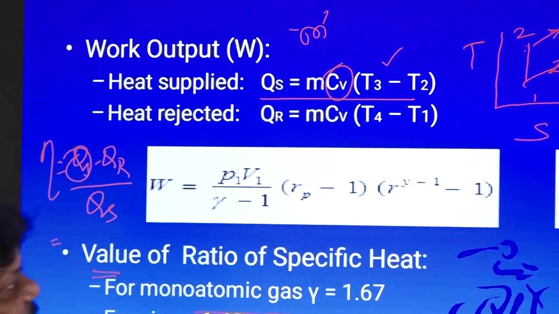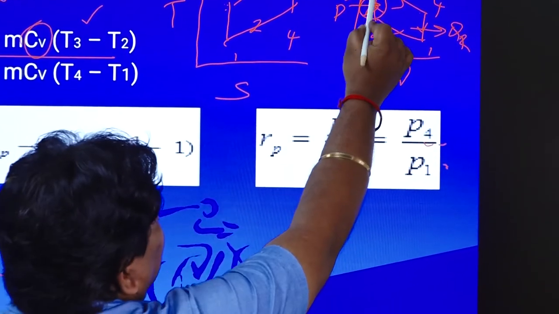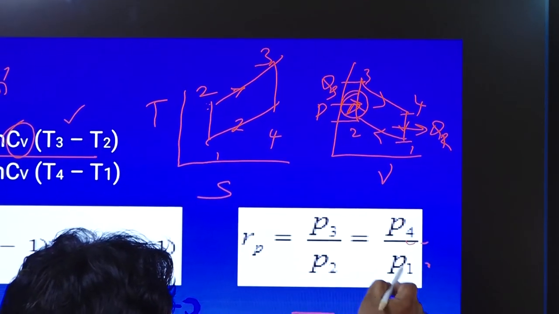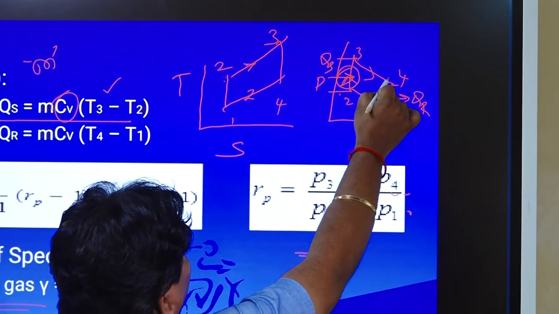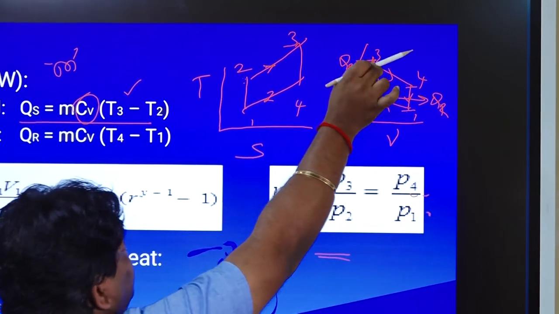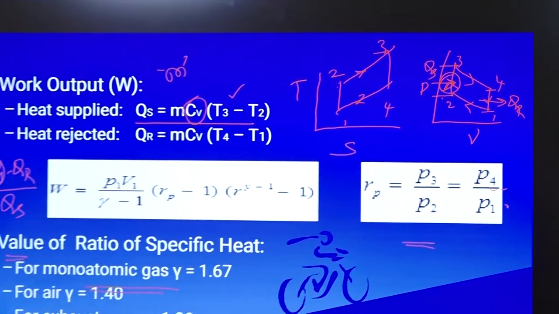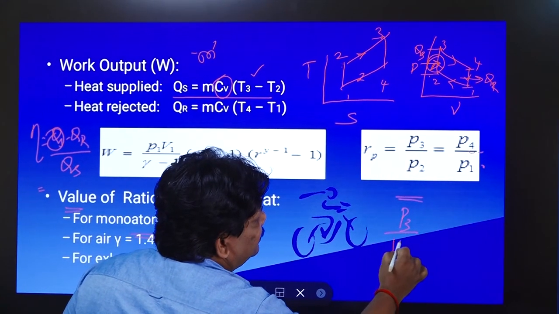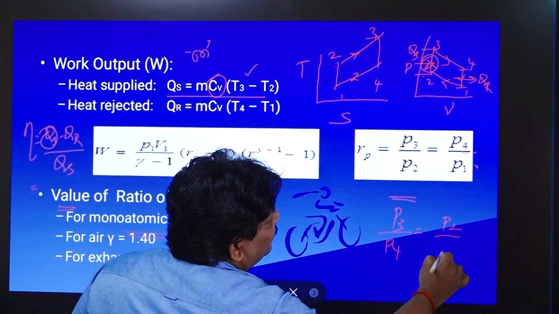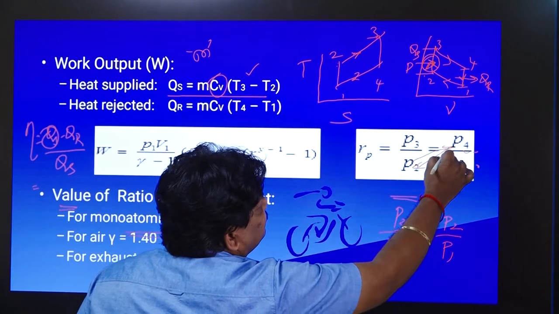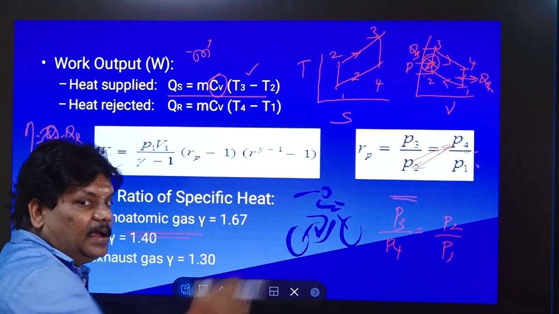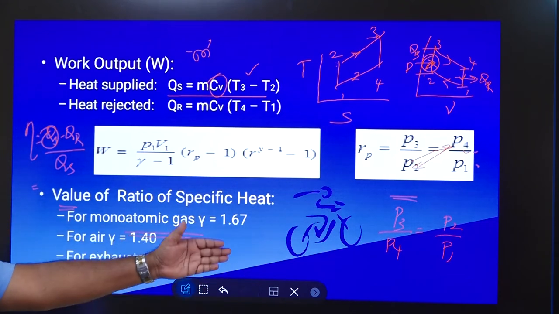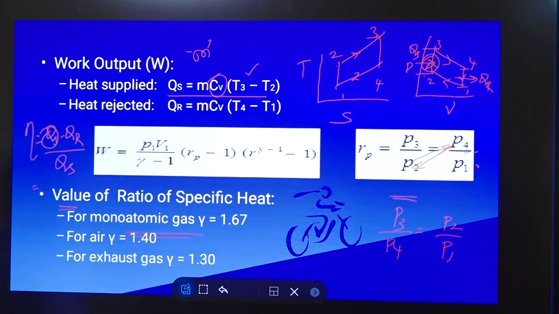Here are the pressure ratios. You can see P3, P2 and P4, P1. The ratio between P3 and P2 and between P4 and P1 are the same, as you can see in the PV diagram. These are some of the relations. You can also write the relation as P3 by P4 is equal to P2 by P1, interchanging the numerator and denominator. These relations are used to find the unknown data in problems.